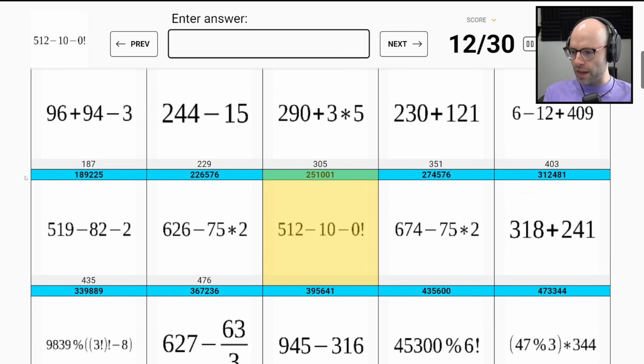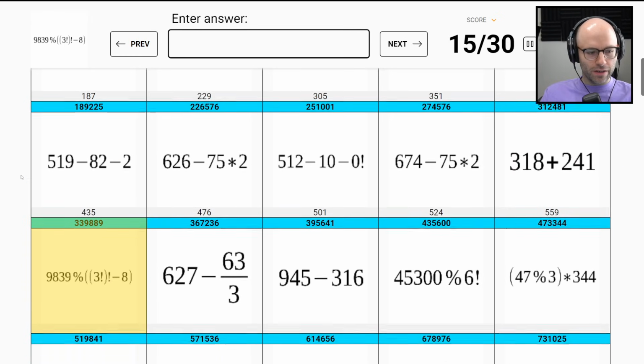Zero factorial is defined as 1? What the hell? They wrote in an edge case? It's like you can't wish for unlimited wishes? Okay, well then it's 503, 501. 501? Yes. Yes. 524. We're back. 559. Okay, here we go again.